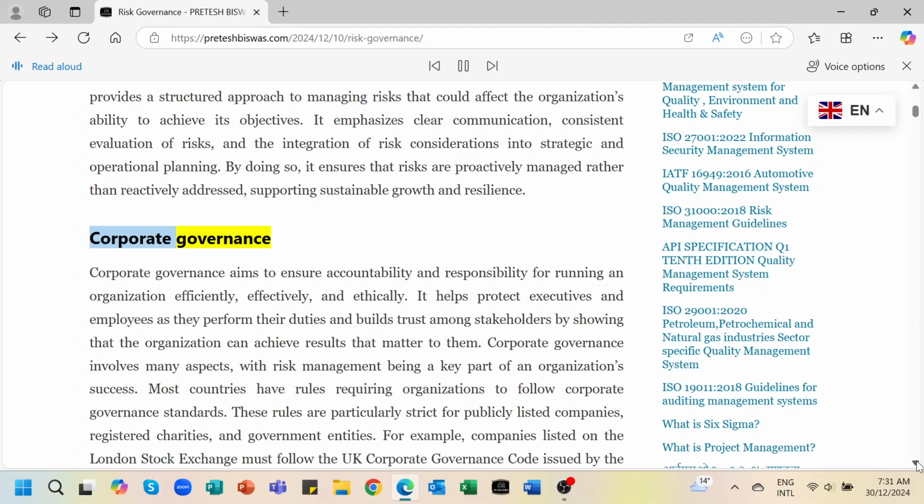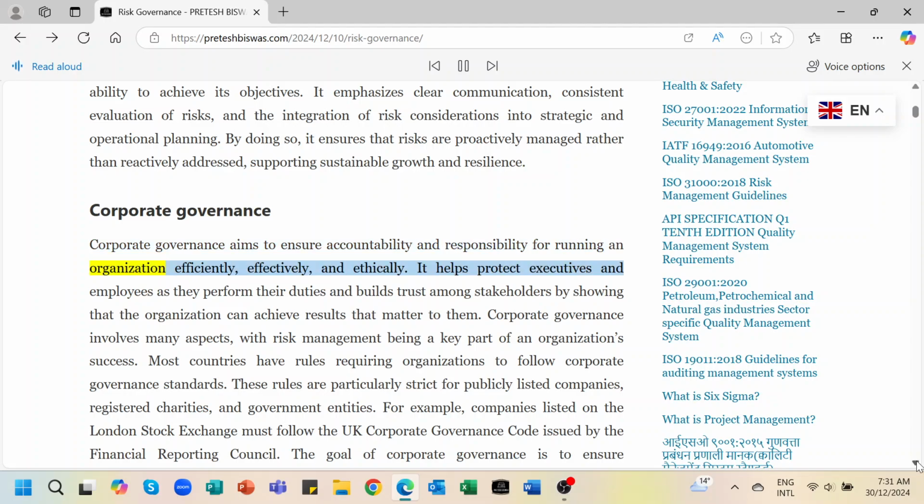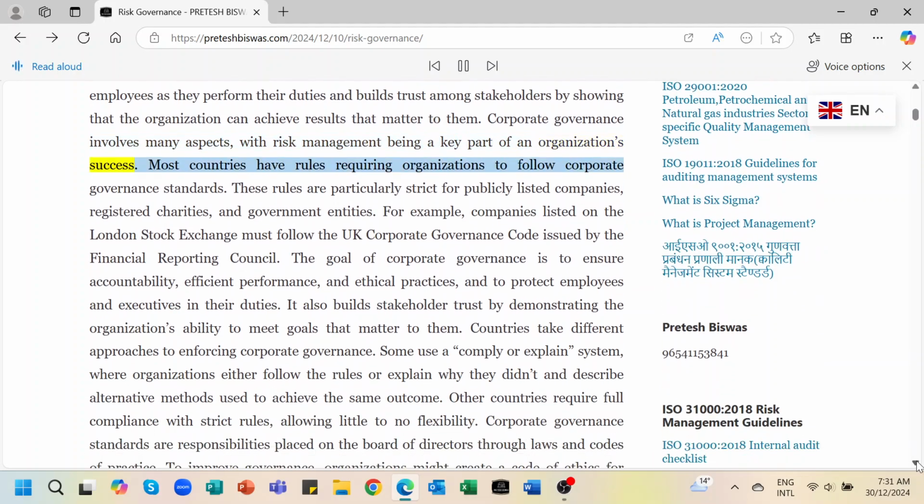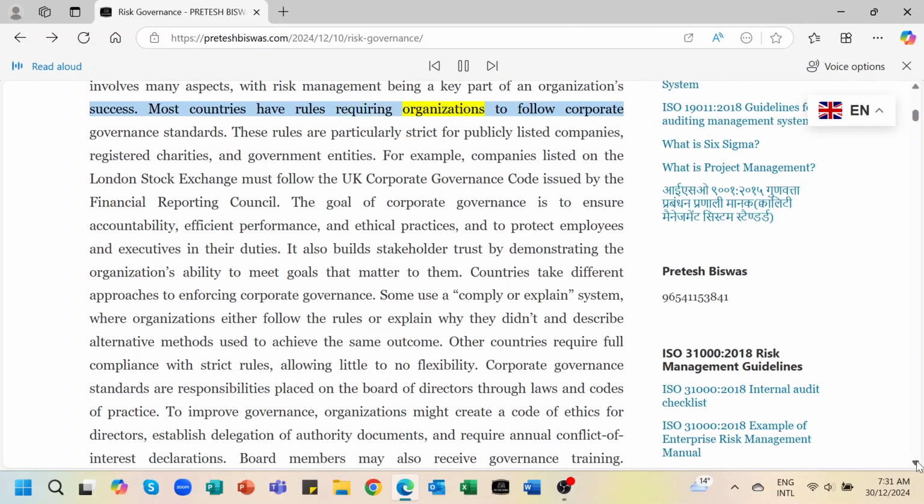Corporate governance. Corporate governance aims to ensure accountability and responsibility for running an organization efficiently, effectively, and ethically. It helps protect executives and employees as they perform their duties and builds trust among stakeholders by showing that the organization can achieve results that matter to them. Corporate governance involves many aspects, with risk management being a key part of an organization's success. Most countries have rules requiring organizations to follow corporate governance standards. These rules are particularly strict for publicly listed companies, registered charities, and government entities.